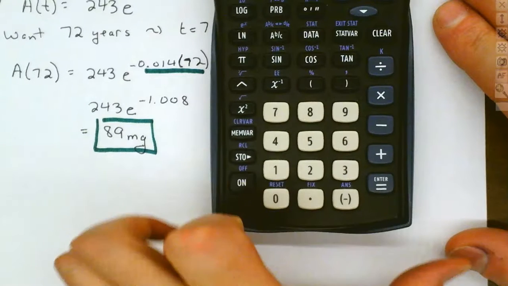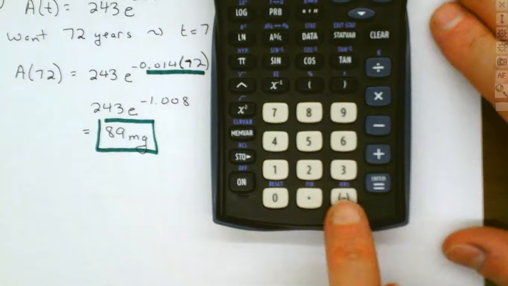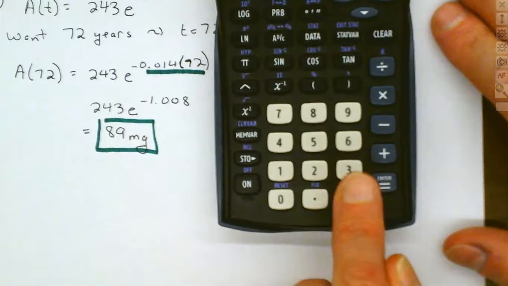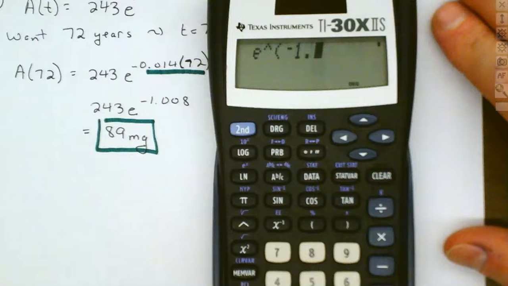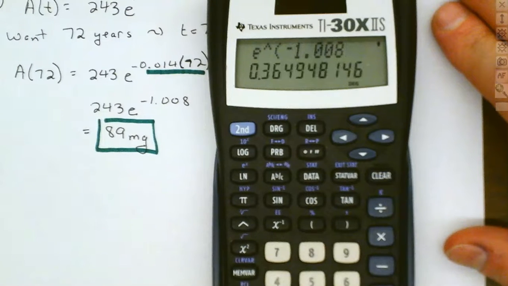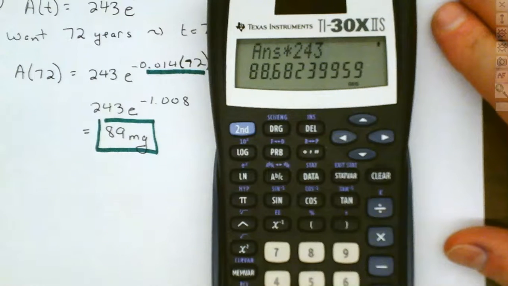Now, very important, use the negative here, not that one. So use this key right here with the parentheses around it. And then we'll type in our number, 1.008. And then we hit our enter key. And then we multiply that by 243. And so either way we do it, we then round to the nearest milligram, and we will end up with 89 milligrams.